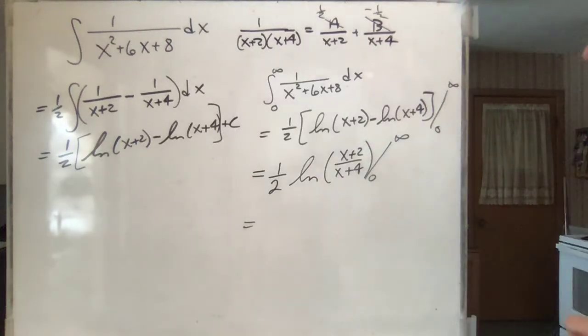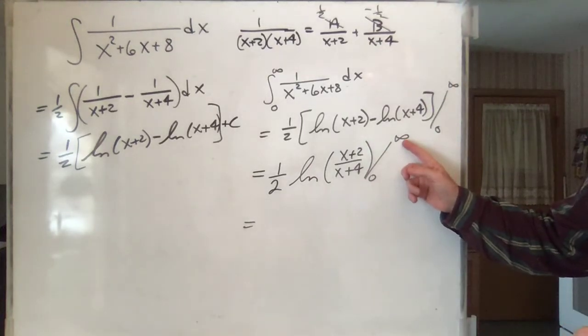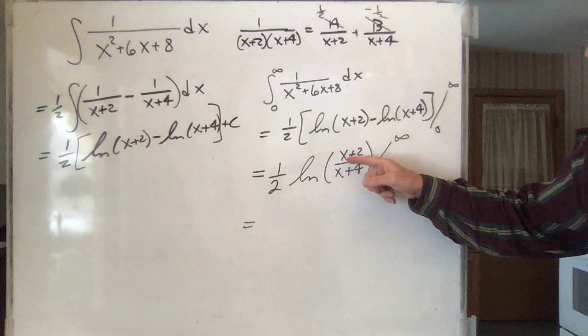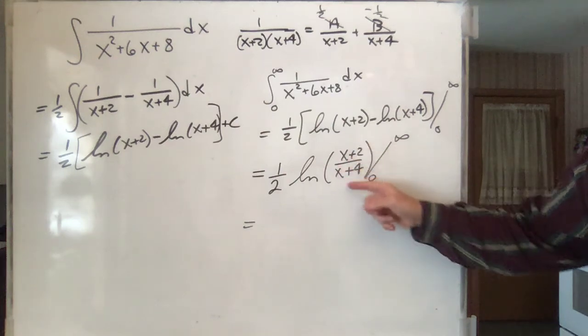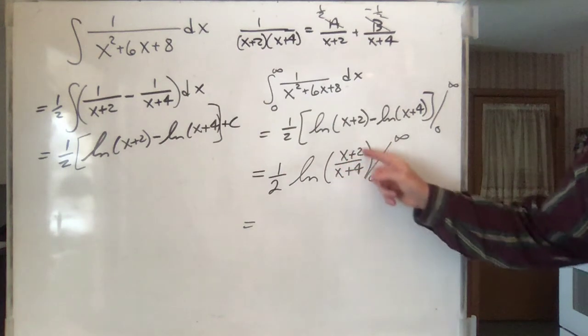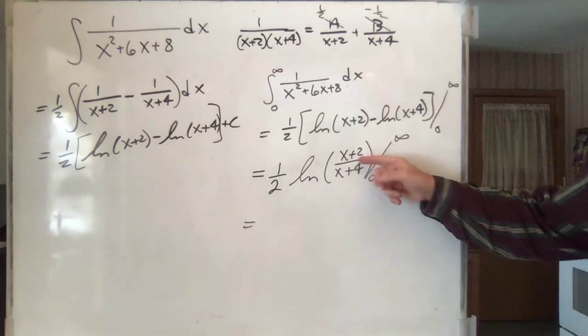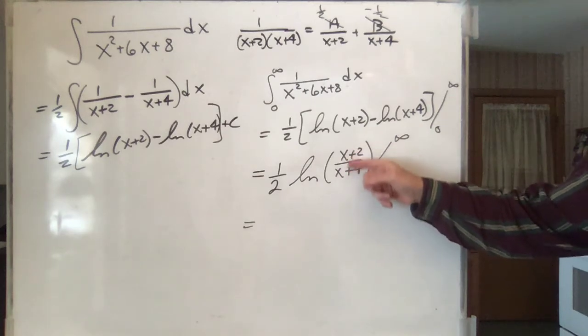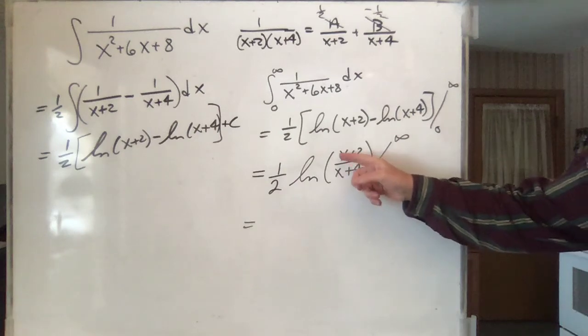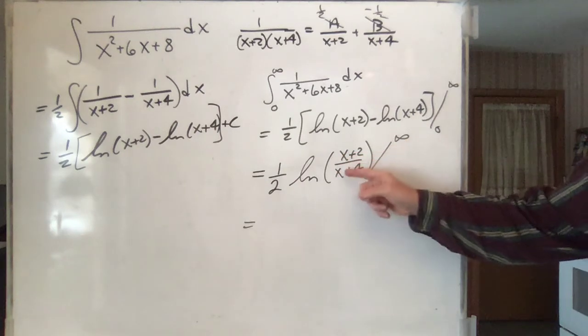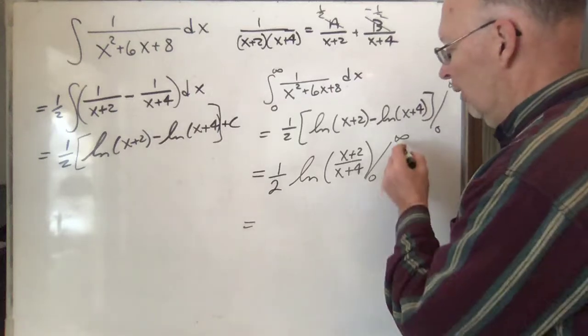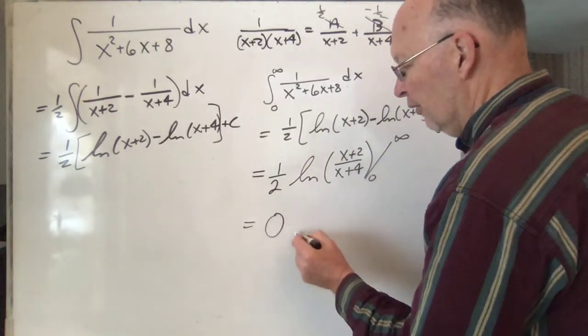Because now what happens? As x goes to infinity, this ratio here is going to approach 1, okay? That's going to approach 1. You can use L'Hopital's rule on that if you want to, or just divide both the top and the bottom by x, and you're going to see it. It's going to go to 1, and the ln of 1 is equal to 0. So as x goes to infinity, you're going to get a 0 there.